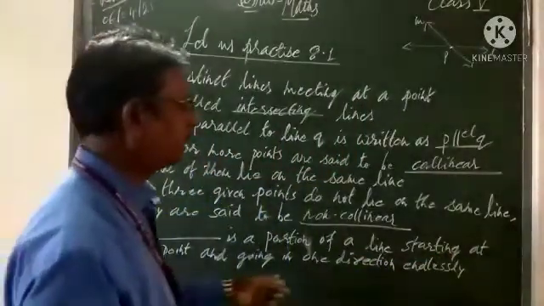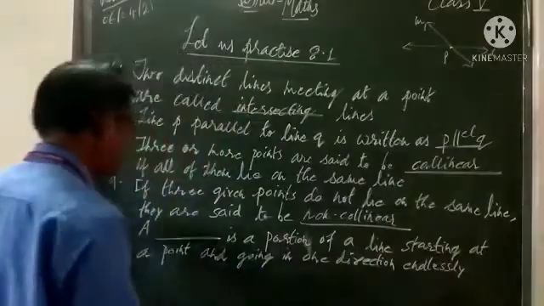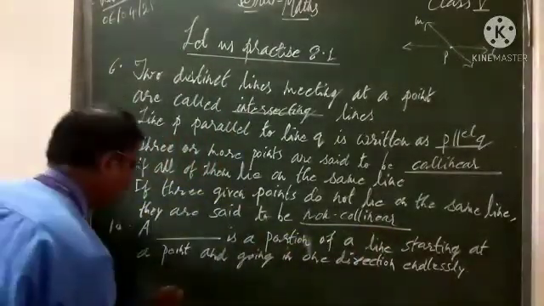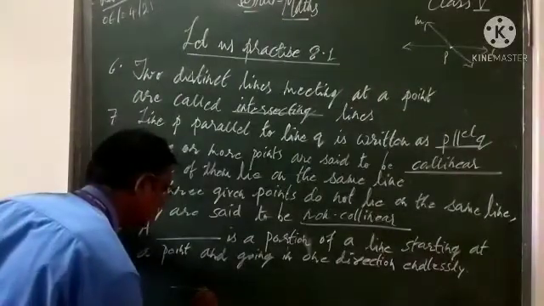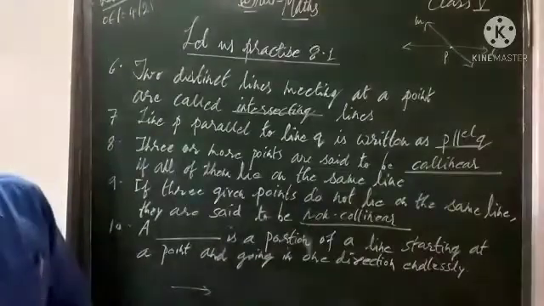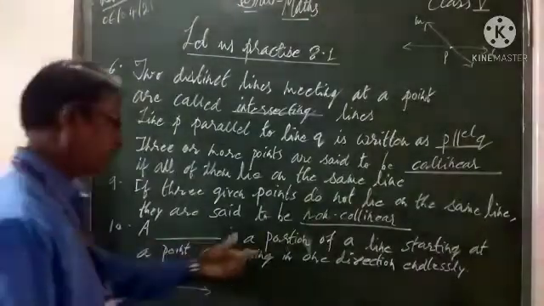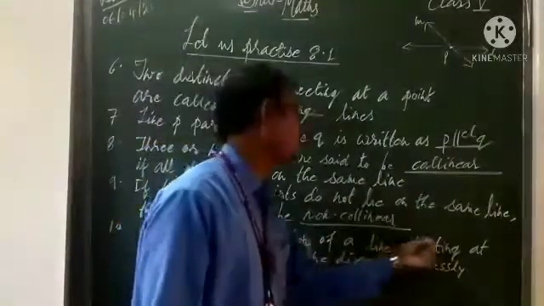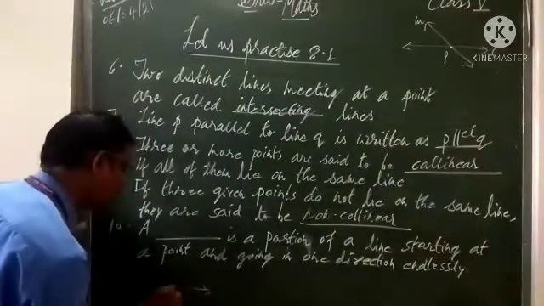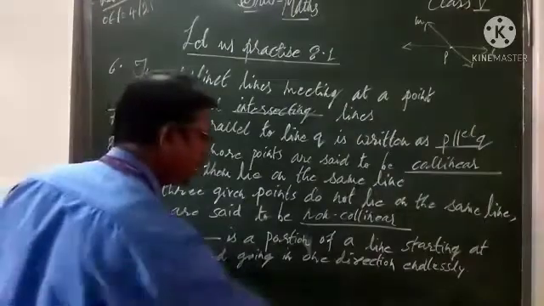Now, next and last one: a ray is a portion of a line starting at a point and going in one direction endlessly. What is it called? A ray is a portion of a line starting at a point. At one point it is starting and going endlessly in this way. So it is a portion of a line, starting at one point.